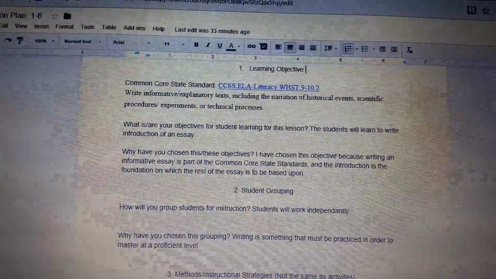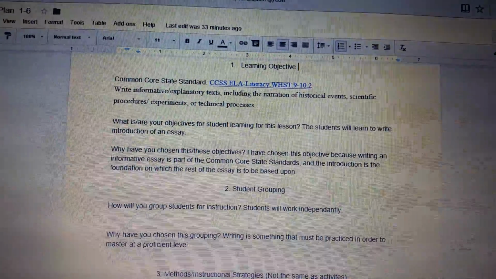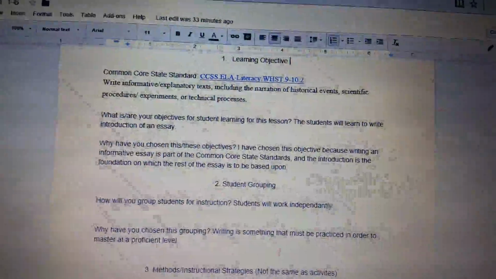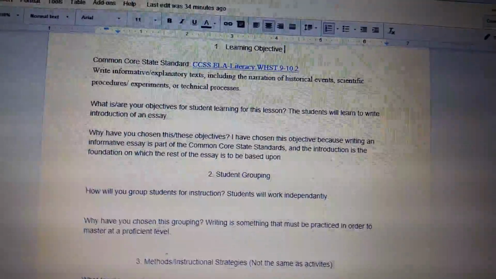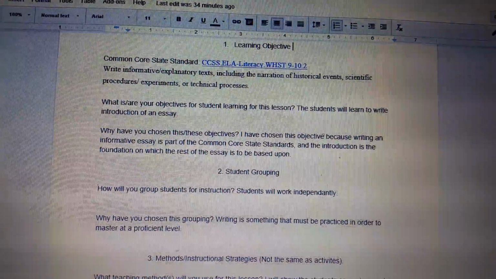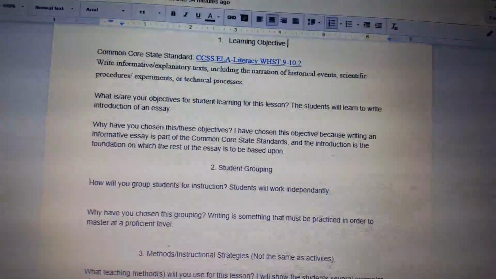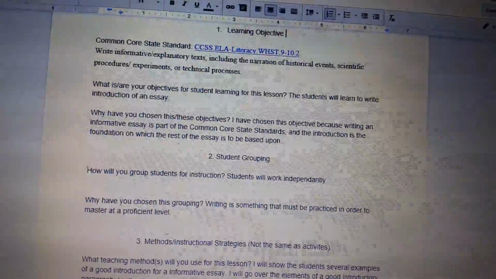We're going to start with learning objectives. The Common Core State Standard is: write an informative/explanatory text, including the narration of historical events, scientific procedures, and experiments or technical processes. My objective for this lesson is that the students will learn to write an introduction of an essay.